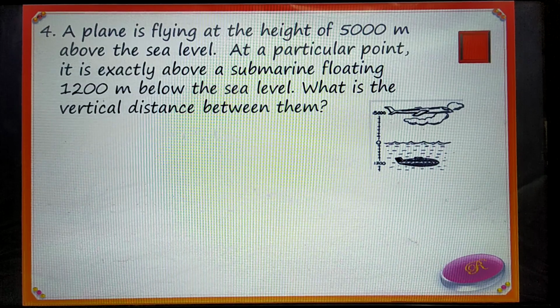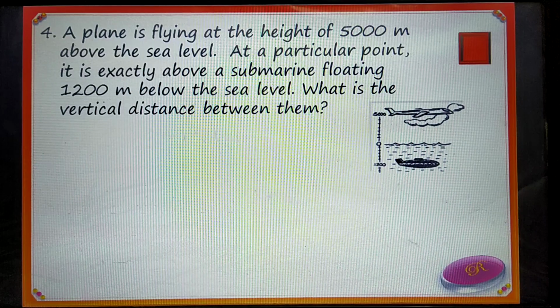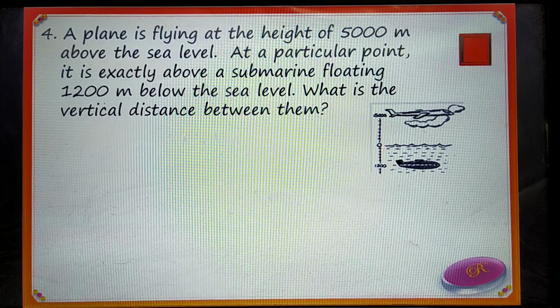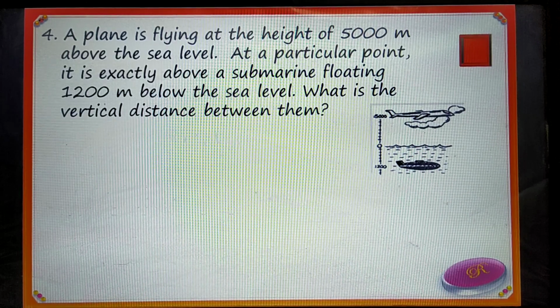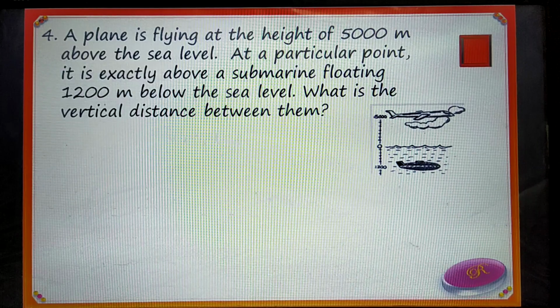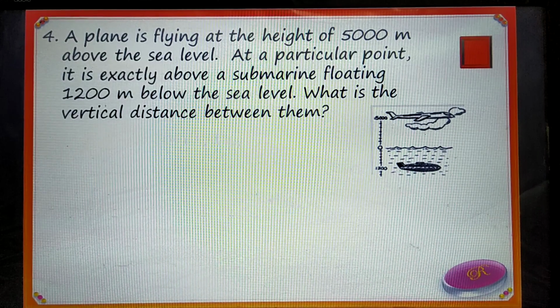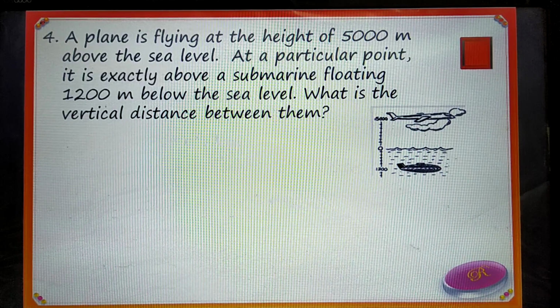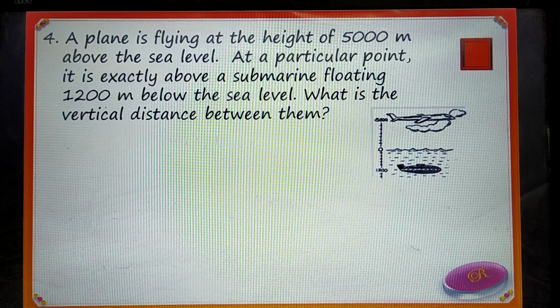Question number 4. A plane is flying at the height of 5000 meters above the sea level. At a particular point, it is exactly above a submarine floating 1200 meters below the sea level. What is the vertical distance between them? Solution.